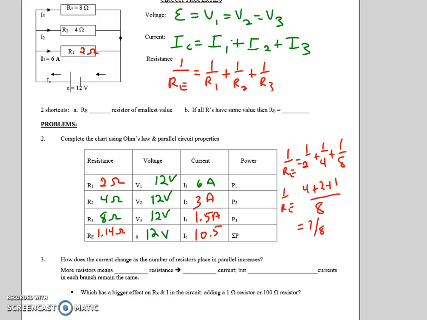All right, hopefully remember how to do common denominator. Now that solves for 1 over effective resistance. So to get the effective resistance, I have to take the reciprocal of both sides. That's 8/7. I believe if you punch out 8/7 on your calculator, you will get 1.14 ohms.